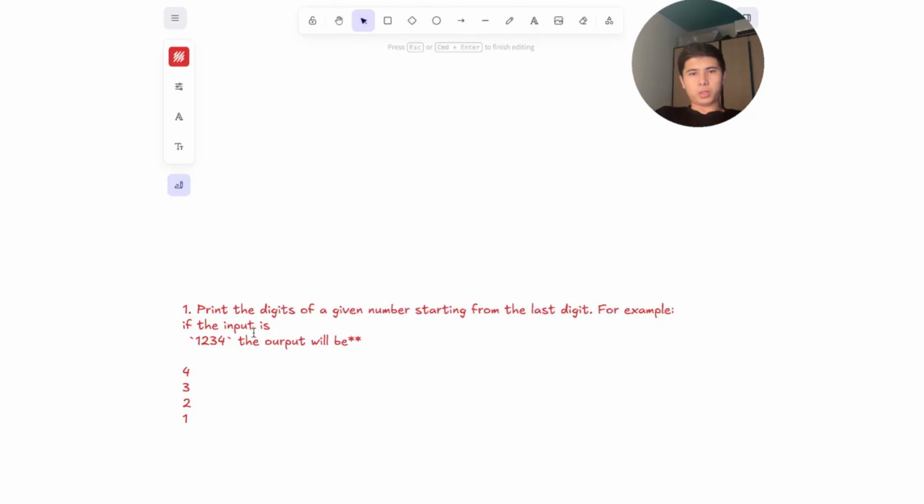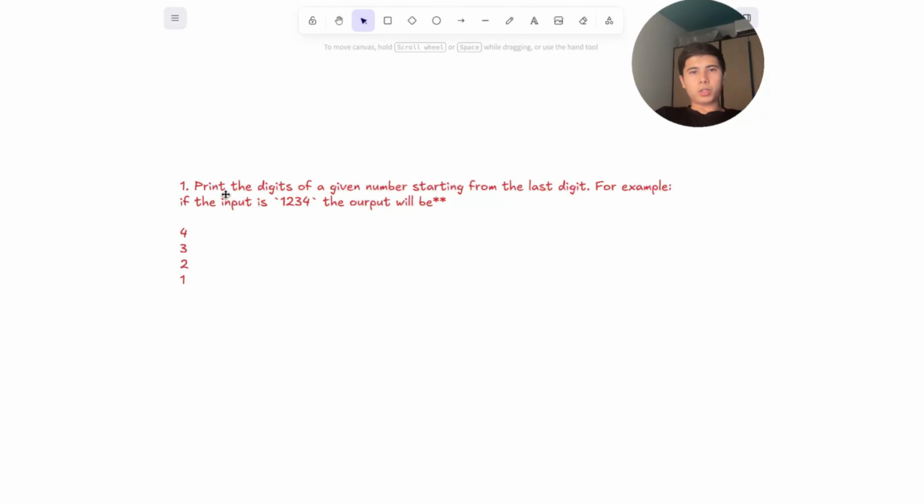So our first exercise says we need to print the digits of the given number starting from the last digit. For instance, if the input is 1232, the output will be this version, the reversed but separated version.